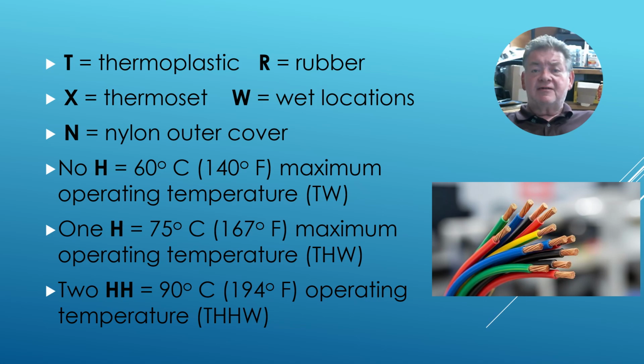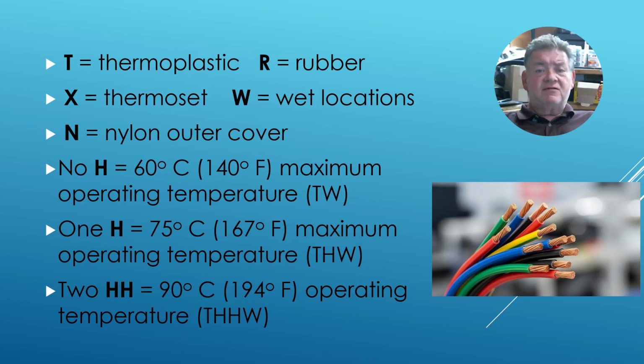Well, if there's a T in the insulation designate, it indicates that the insulation is thermoplastic. If there's an R, it indicates that the insulation is made from a rubber-based material. If there's a W, it indicates that insulation is listed for use in a wet location. If you see an N, like THHN, that N indicates that the wire has a nylon outer covering over the insulation to add a little bit more mechanical protection to that wire.